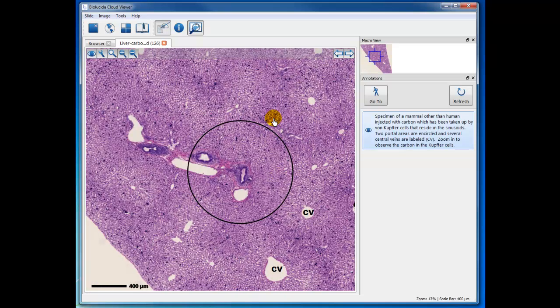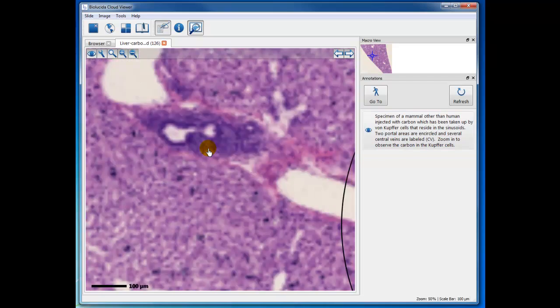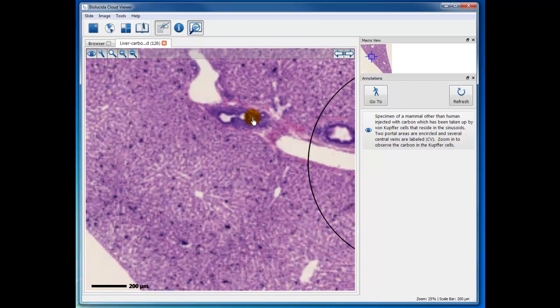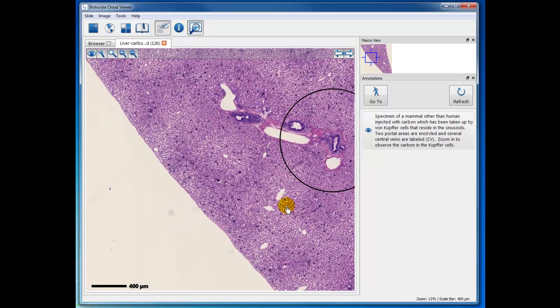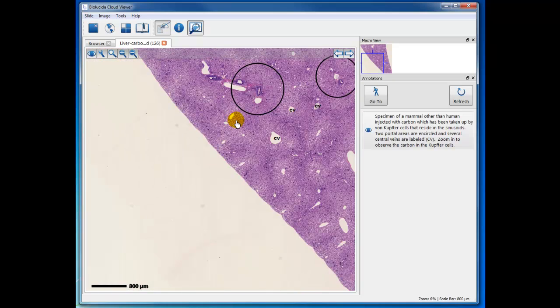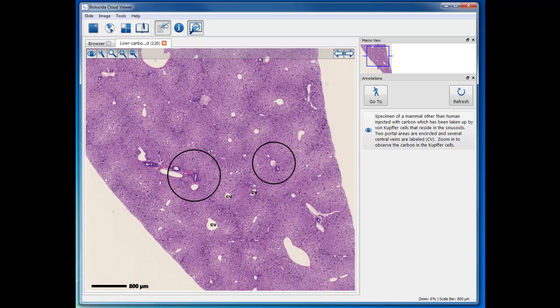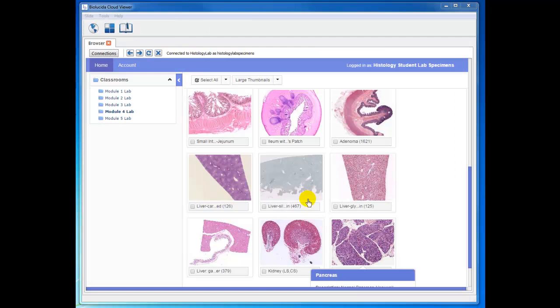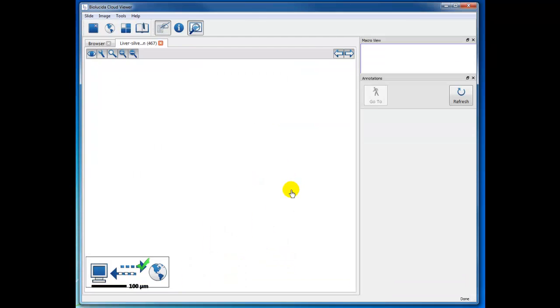So that's what this specimen shows, and you can see the morphology of the liver, the portal areas, and the central veins, such as this one right here. So now let's go to the next specimen of liver, the one that's stained with silver stain.